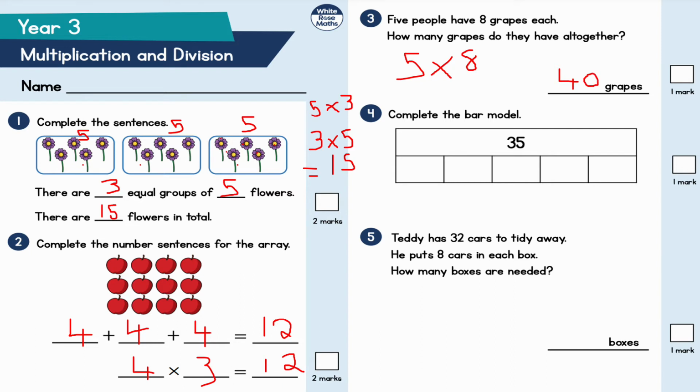Question number 4. Complete the bar model. So I'm splitting 35 into 5 pieces. So I'm doing 35 divided by 5, which we get as 7. So each little bit represents a 7.